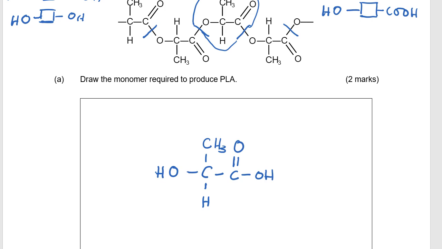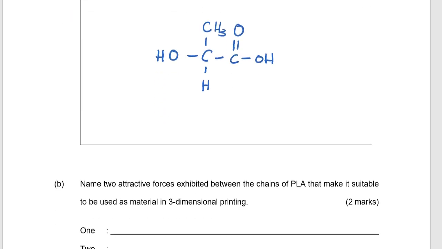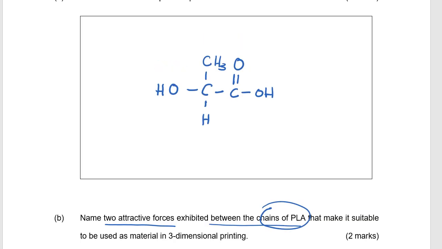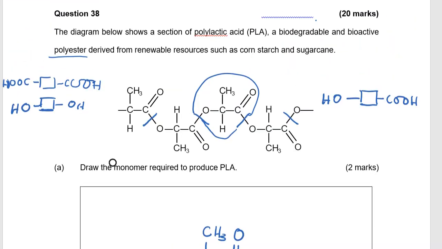Okay, next question. Name two attractive forces exhibited between the chains of PLA that makes it suitable to be used as material in three-dimensional printing. Attractive forces between chains of PLA. Now, I think a lot of you all wrote hydrogen bonding because you looked at the monomer. Now, the monomer, yes, it has carboxylic group, and it also has a hydroxyl group, which clearly shows hydrogen bonding between the monomers. But what they're asking is between the chains of the polylactic acid.